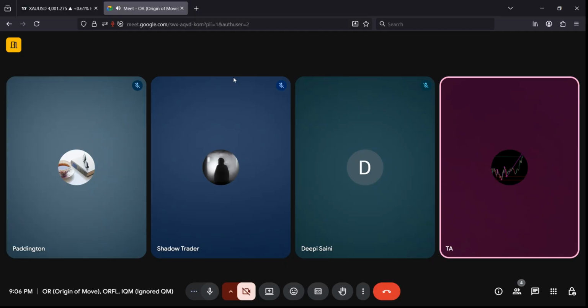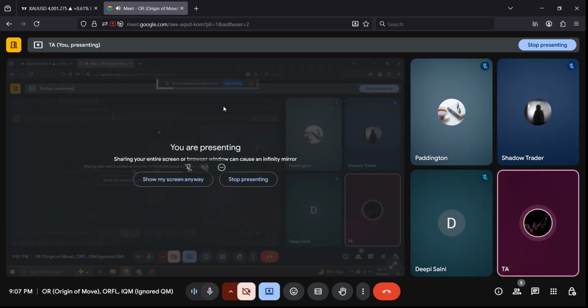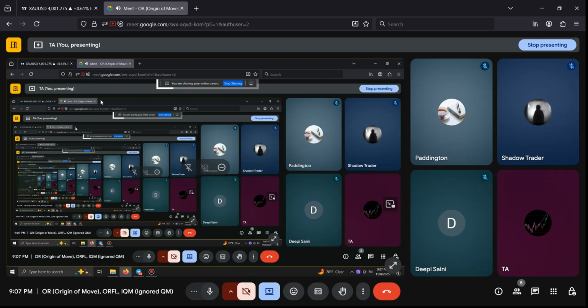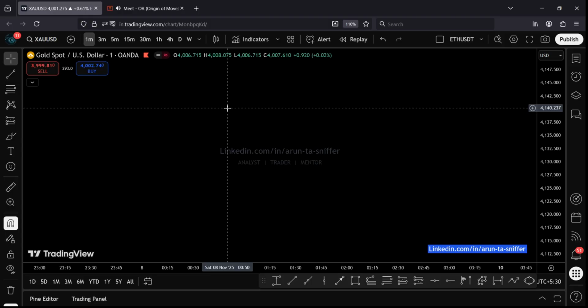Okay, so let's start, and let me share my screen. Okay, so can you see my screen? Yes. Okay, so can you see the TradingView chart window? Yes. Okay, fine.